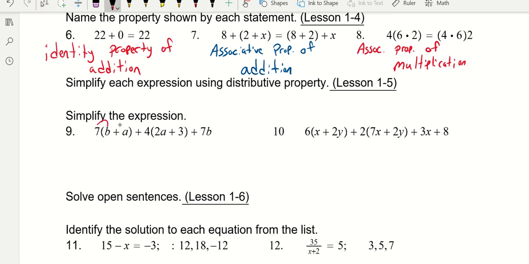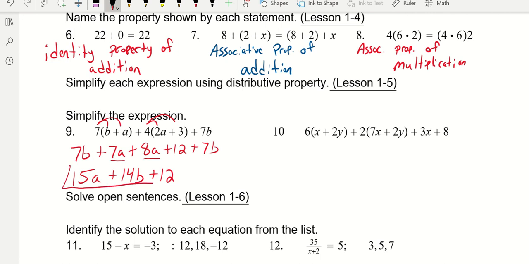So 7 multiplied by b is 7b. 7 multiplied by a is 7a. Plus 4 multiplied by 2a is 8a. 4 multiplied by 3 is 12. Plus 7b. Now we combine like terms. 7a plus 8a is 15a. Plus 7b plus 7b, that's 14b. And then plus 12 can't be combined with anything. So remember, we can only combine the a terms with the a terms, the b terms with the b terms, and the constant can't be combined with any variable terms there.